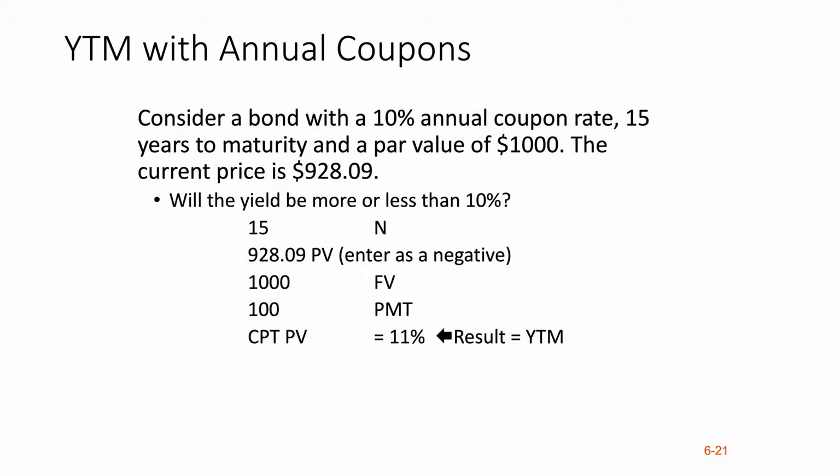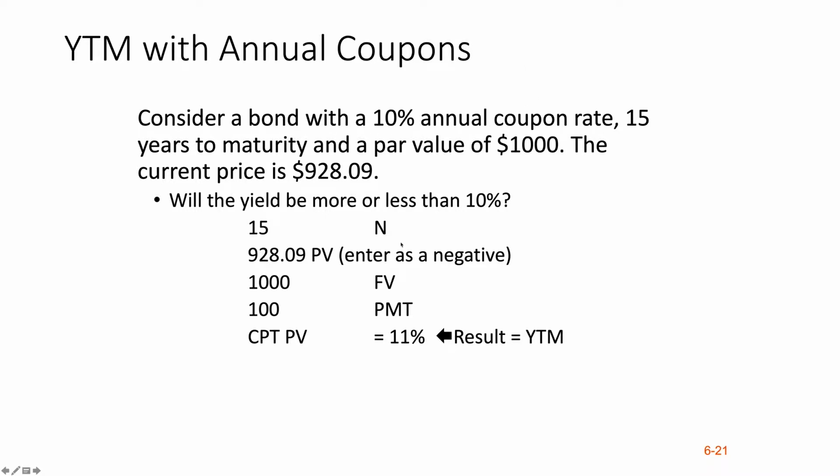Consider a bond with a 10% annual coupon payment, 15 years to maturity, and a par value of 1,000. The current price is 928.09. The question is, will the yield to maturity be more or less than the 10% annual rate? I gave you a clue because of the 10%. So you need to figure out what the yield to maturity is.